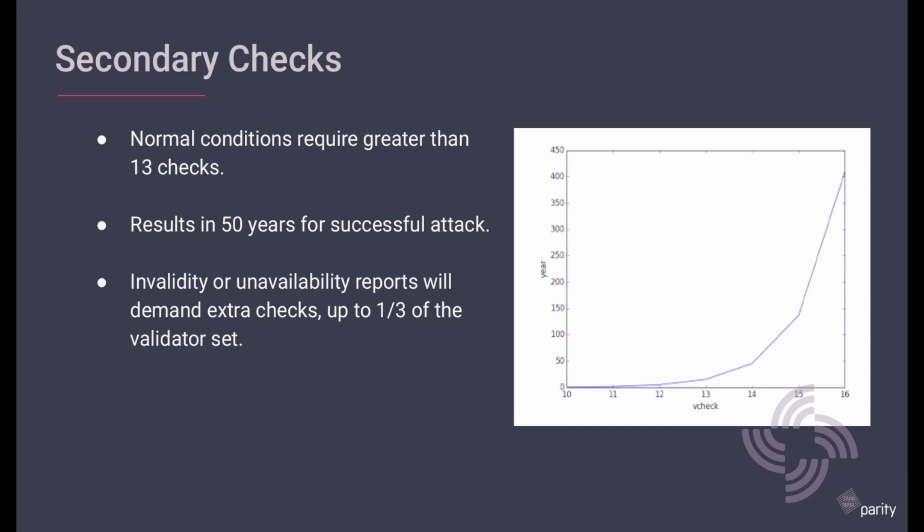So if people start flagging these as unavailable or invalid, then it's going to start requiring more secondary checks from the validators. And if more than 1/3 of the validators say that this is invalid or unavailable, or that more than 1/3 say it is valid and available, then it's going to be either rejected or finalized. And of course, if more than 1/3 say both, then we have a problem, because that violates our BFT assumption that less than 1/3 of the validator set is malicious.